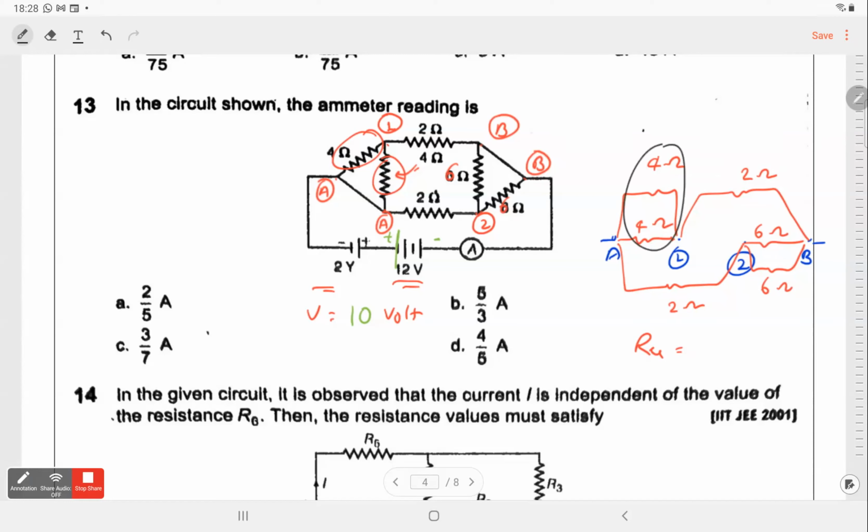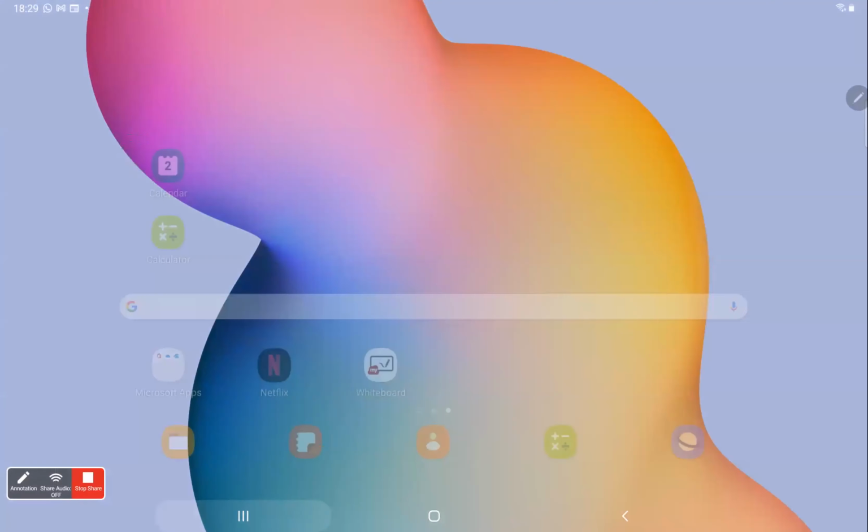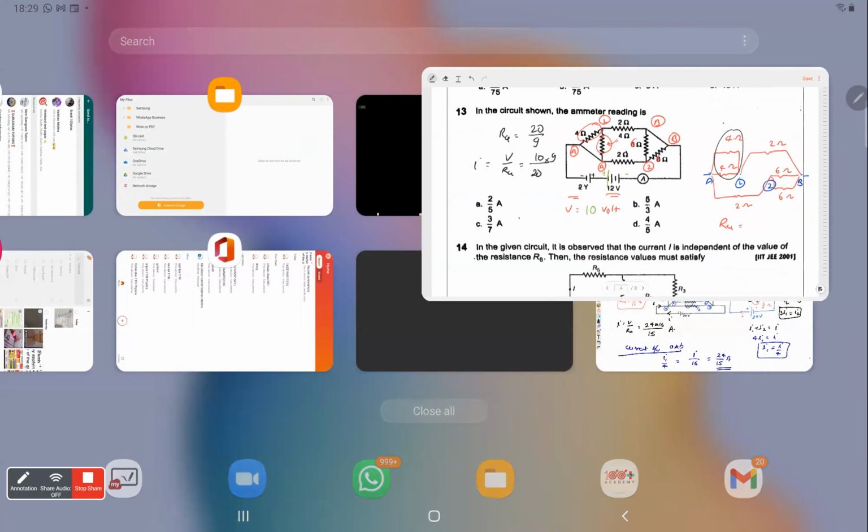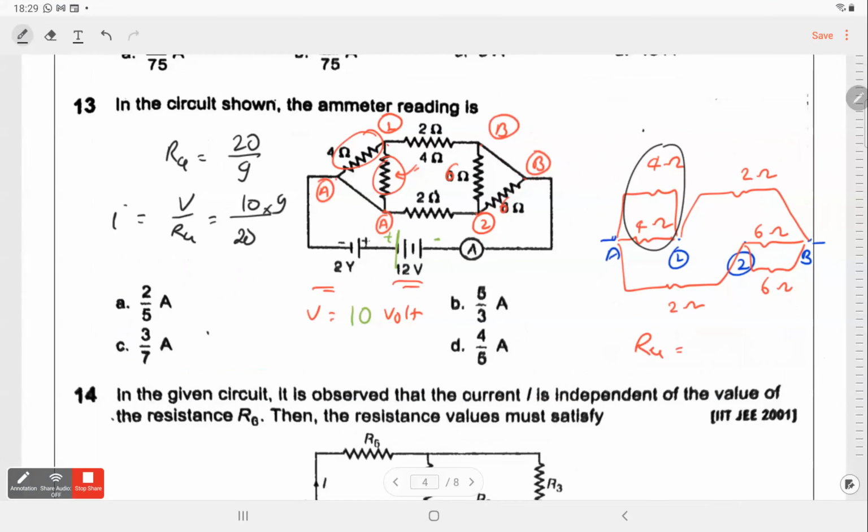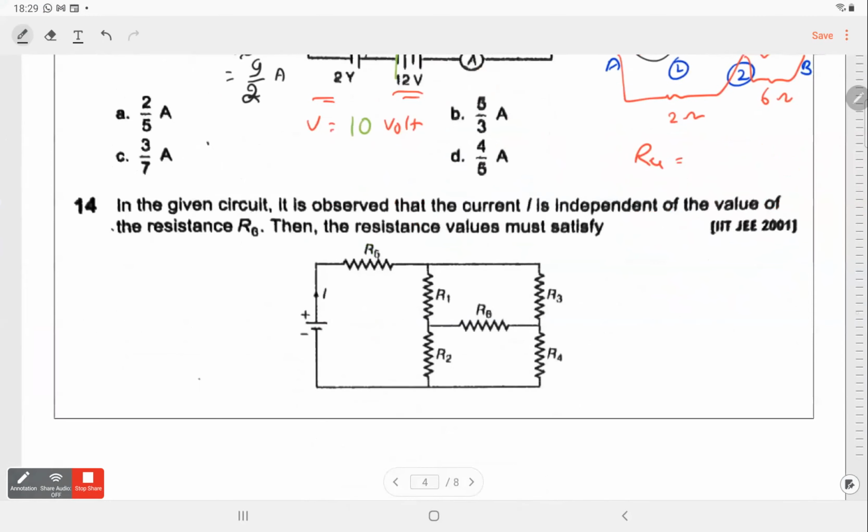5 and this becomes 2 plus 2, 4. So R equivalent is the equivalent of 5 and 4, that is 20 by 9. And I will be equal to V upon R equivalent. So it is 10 divided by 20 by 9, which is 9 by 2, not in the options. So don't worry, it is a mistake. The correct answer is 9 by 2, the current given by the battery.